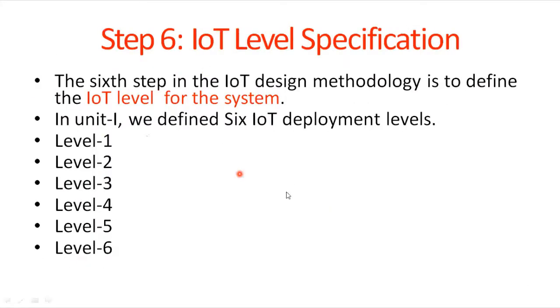We are coming to the sixth step in this design model. The sixth step is the IoT level specification. That means in unit one, you discussed the IoT design with different IoT levels for the system. What are the different levels? That means you define the 6 different IoT levels. What is IoT level one? If you need, I can explain it here.